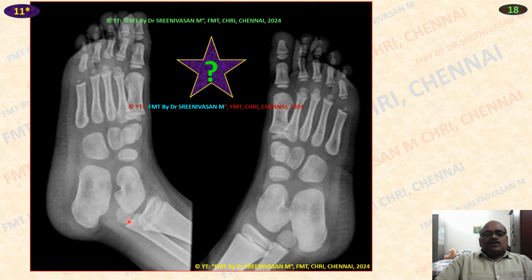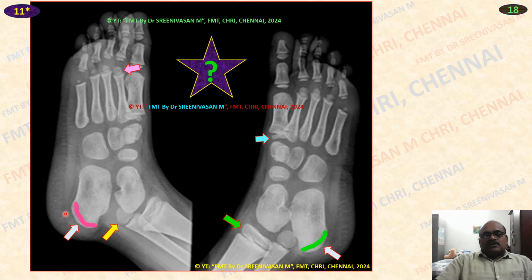So in this X-ray you are seeing multiple tarsal bones, right? The lower end of tibia has appeared, not fused. Lower end of fibula, in both the X-rays, has appeared, not fused. Base of first metatarsal appeared, not fused. Heads of second, third, fourth and fifth appeared, not fused. Secondary center for calcaneus has appeared, but not fused. As you are seeing here, this is the line of fusion.